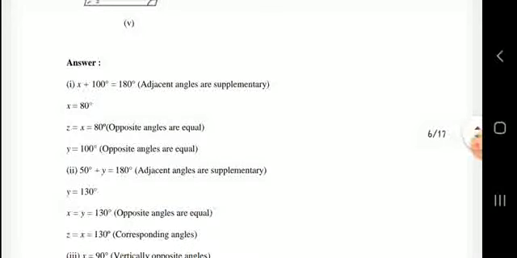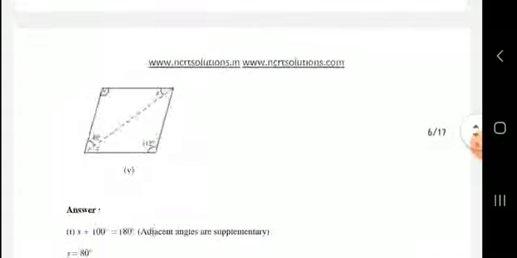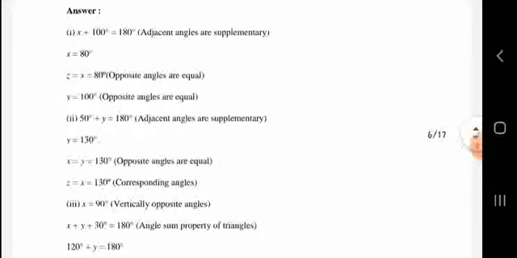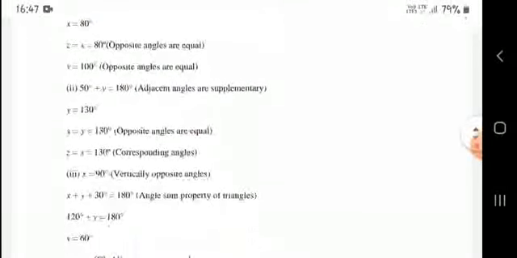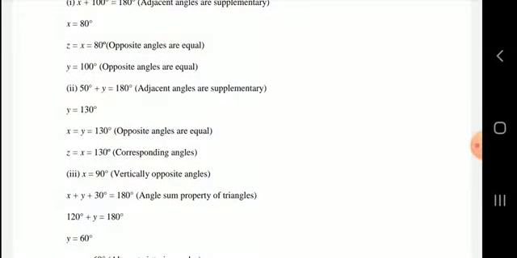Next, 50 degrees plus y is equal to 180, so y is equal to 130. Opposite angles are equal, and z is equal to x is equal to 130, that is corresponding angles.